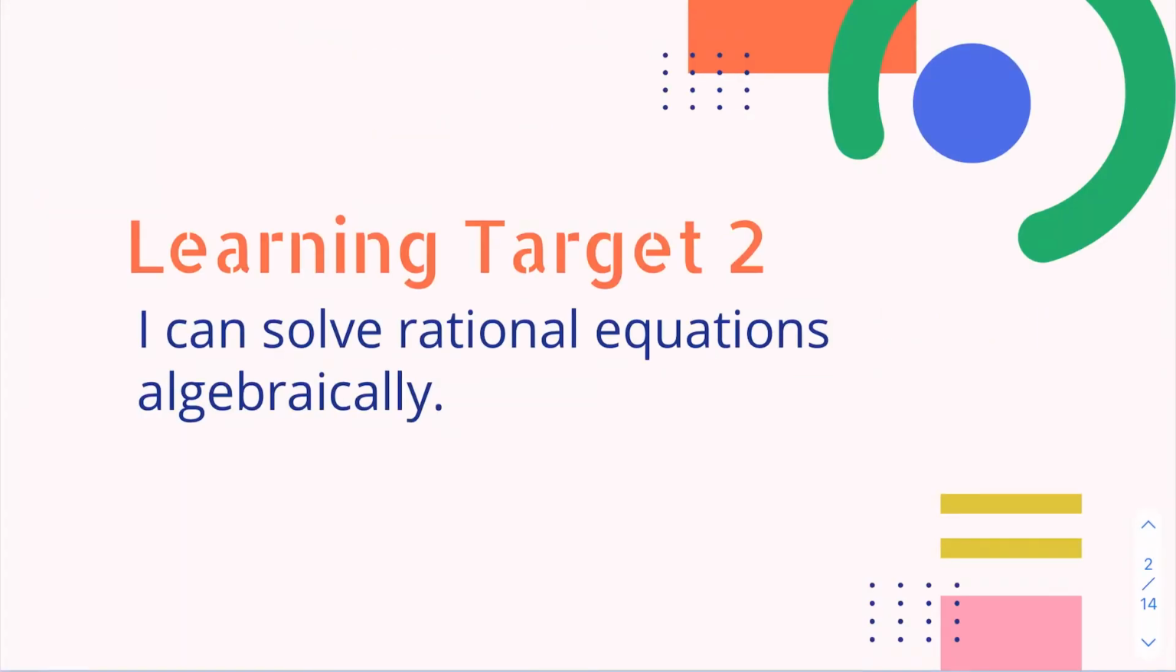Okay, so the learning target we are going to go over today is learning target 2 of Unit 4. I can solve rational equations algebraically. And we're basically just going to practice today. We're going to use the same steps we used in the warm-up, except for obviously they'll be a little more complicated because there's more variables involved, to solve some rational equations.